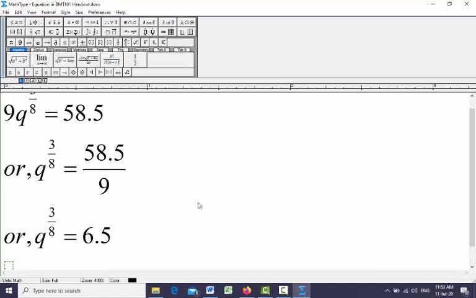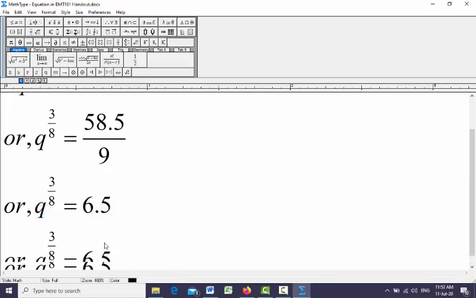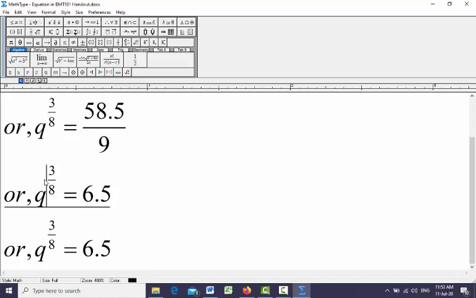Right. So now what we will have is Q. As I said before, if you want to find the value of Q, only Q should be on the left hand side. Other than Q, everything else should be moved to the right hand side. So we need to move this power 3 by 8 to the right hand side.